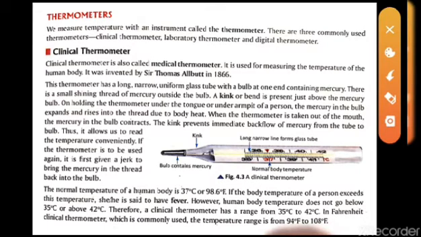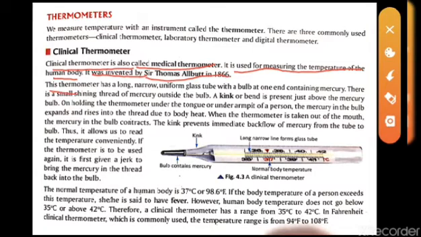The clinical thermometer is also called a medical thermometer, as I told you that these are used for medical purposes. So it is used for measuring the temperature of the human body. It was invented by Sir Thomas Albert in 1866.